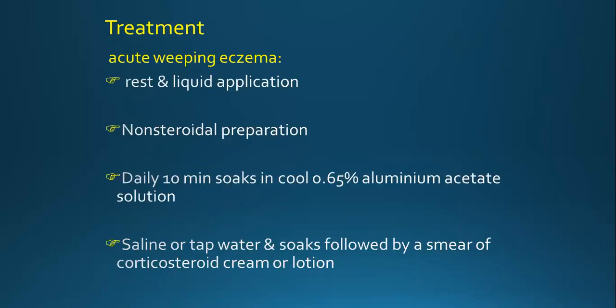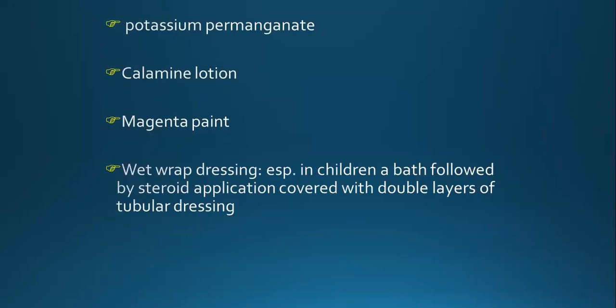Treatment for acute weeping eczema: we have to give rest to the patient and liquid application. Basically, for a wet lesion of any skin disorder, you have to dry it. And for any dry lesion, you have to moisturize it. Non-steroidal preparations, then aluminum acetate solution, which is a cooling agent, saline or tap water soaks followed by a smear of corticosteroid cream or lotion.